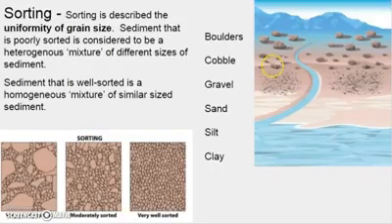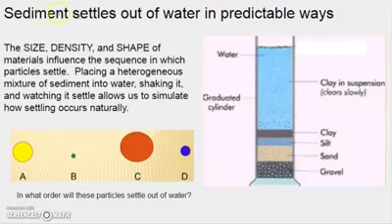In this case, we're looking at the size of the sediment itself. We can apply that same concept of looking at sediment that settles out of water in predictable ways. The size, density, and shape of materials influence the sequence in which particles settle. Placing a heterogeneous mixture of sediment into water, shaking it and watching it settle allows us to naturally simulate how settling occurs. So if I have this container with the sediment in here and I shake it up or agitate it, it's going to settle down from gravel to sand to silt to clay. And eventually the clay in suspension will slowly settle to the top.